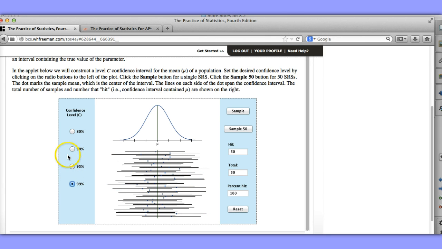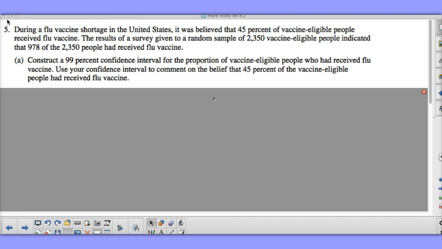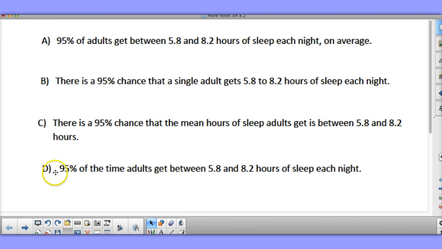Let's take a look at those statements that we were looking at earlier. So we had a scenario where we were looking at the average amount of sleep adults get each night, and we formed a confidence interval. It was a 95% confidence interval for the mean hours of sleep adults got each night. And the first statement is wrong because it's not talking about the adults themselves, it's talking about the average amount of sleep, the mean sleep. Now I know you might say, well, it has on average here, but it's not about the percentage of adults that are getting that amount of sleep.